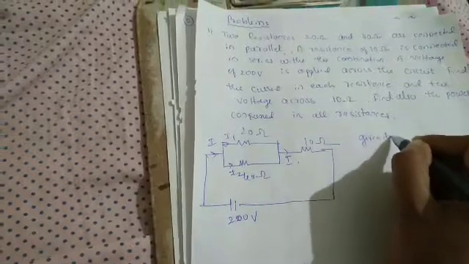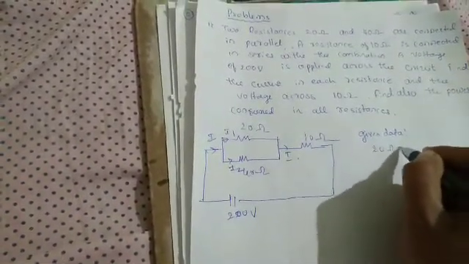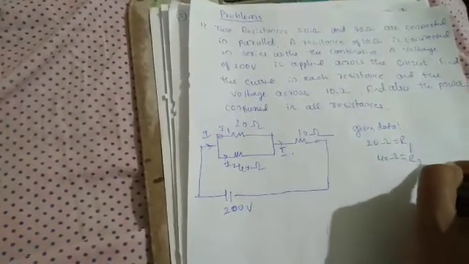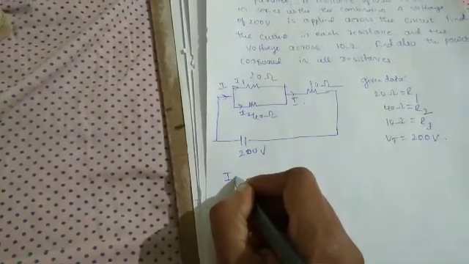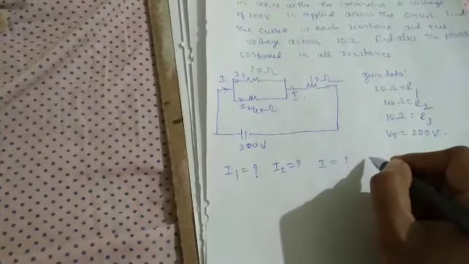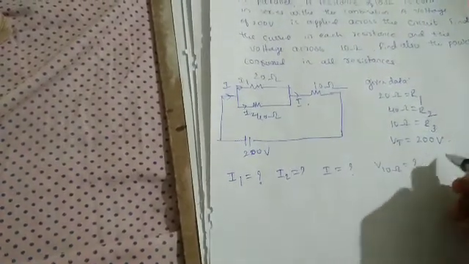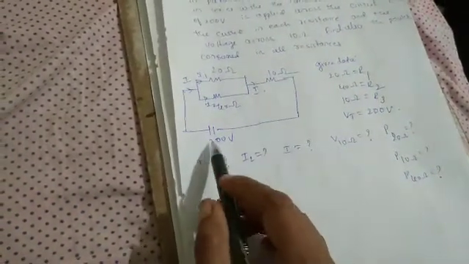Now write down the given data first. 20 ohm is referred to as R1, 40 ohm as R2, and 10 ohm as R3. Vt is the total voltage. Calculate the currents: I1 is question mark, I2 is question mark, I is question mark. Also the voltage drop across the 10 ohm is question mark. Then the power consumed in the 20 ohm, 10 ohm and 40 ohm are question marks. These are the questions asked.